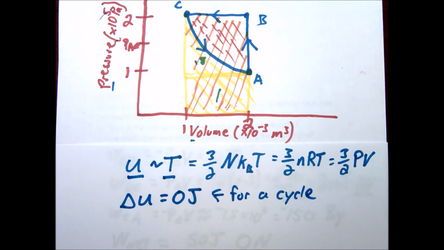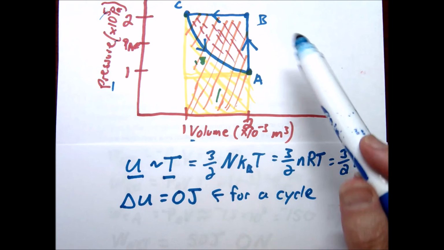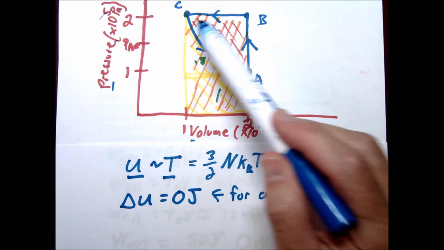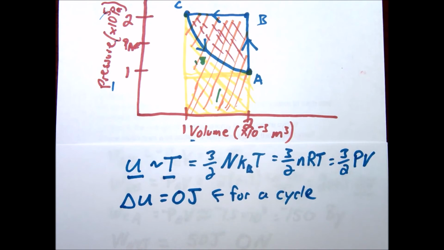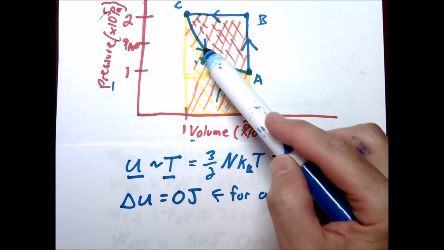One misconception I just want to address is U is proportional to temperature. Q is not necessarily proportional to temperature. So in other words, adding heat does not necessarily mean that the temperature is going to increase. In fact, you can look at one of the processes. Let's look at C to A. In C to A, we are adding heat, but the temperature is staying the same, right?